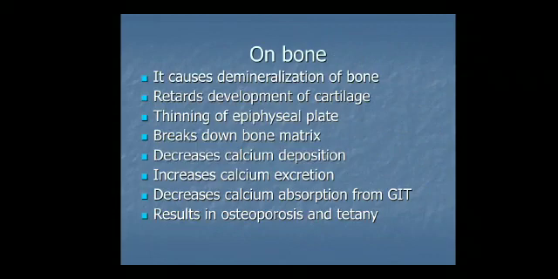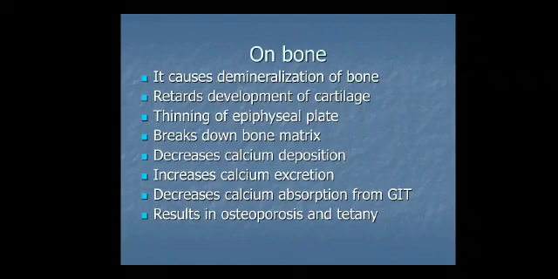It increases bone resorption by increasing the activity of osteoclasts, and it inhibits bone formation by decreasing collagen synthesis and inhibiting the formation of mature osteoblasts. So it breaks down the bone matrix, decreases calcium deposition, and increases calcium excretion. This results in osteoporosis, with increased calcium excretion in the urine.